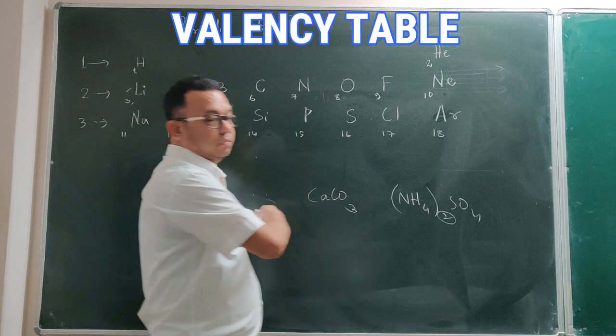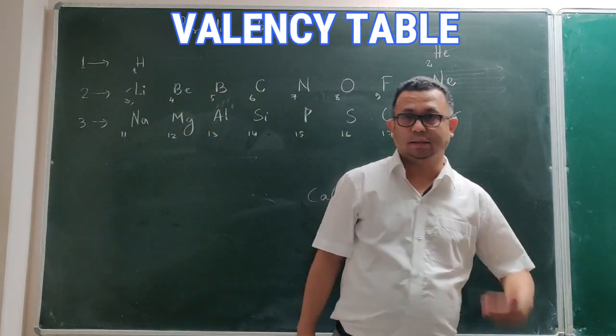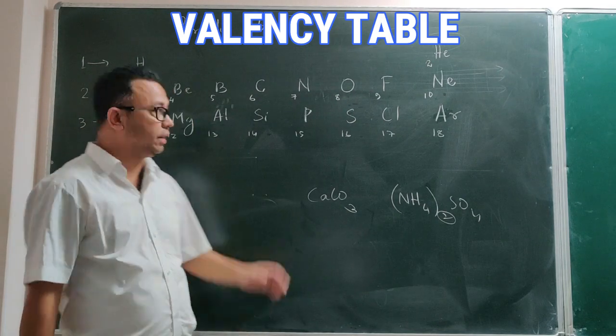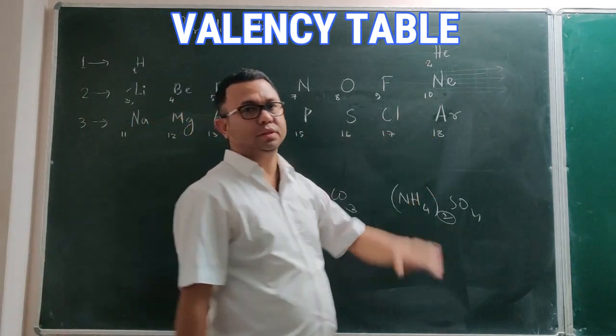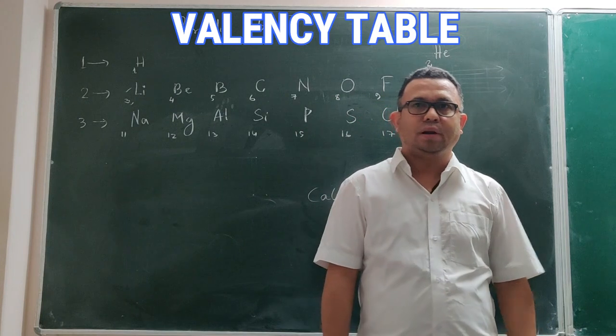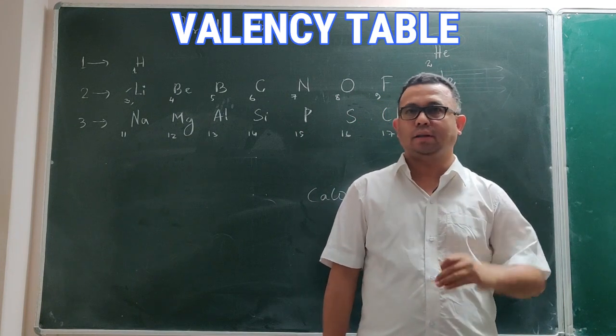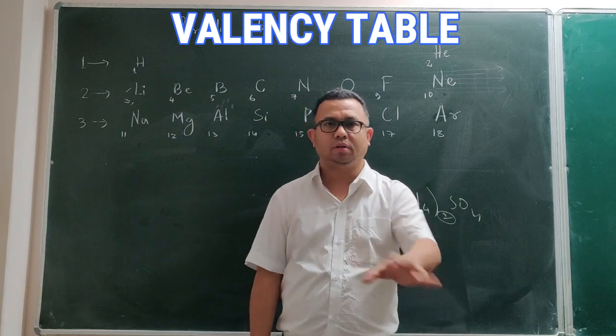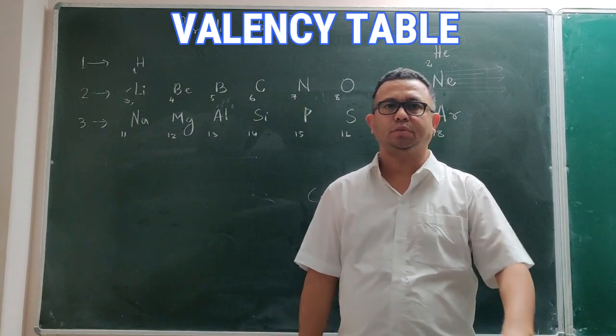At least 3 of them will be there on the board, and I'll tell them a radical, positive or negative, and they are supposed to write the symbols and the valencies. Only when the whole class is thorough with that, then only I start teaching what is there in your syllabus in class 10. Because without that Valency table, it is not possible to learn chemistry.